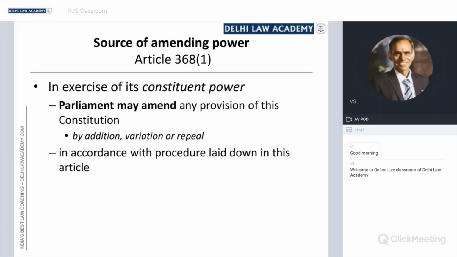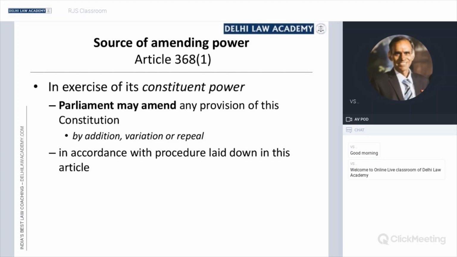However, the important thing to note here is that this power of the Parliament to amend the Constitution is to be characterized as, is to be known as the constituent power. And it is to be distinguished from the legislative power of Parliament. The ordinary lawmaking power of Parliament is known as the legislative power, whereas the amending power is known as the constituent power. And then this power is given only to the Parliament and to no other authority.